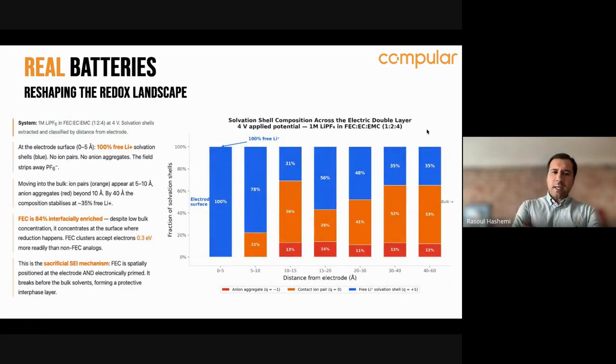To be more clear, if we go from the electrode surface to the bulk, within only 5 angstrom we have Li-free ions. The further we go, the clusters are being formed, and in the bulk you will have anion aggregates as well. One thing I want to draw your attention to is that in the first layers of the double layer, the additive FEC is 84% enriched. So you will have FEC clusters that accept electrons here, and they break and sacrificially form an SEI for you in advance of the electrolyte.